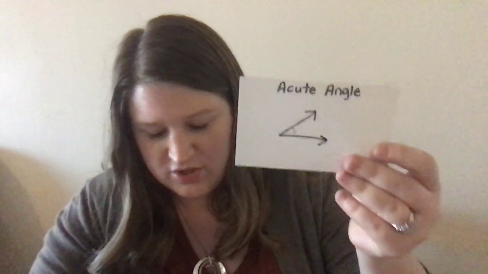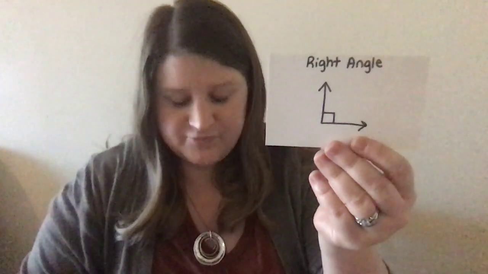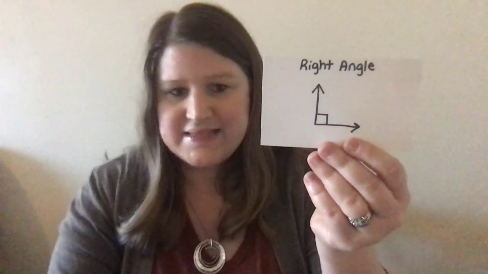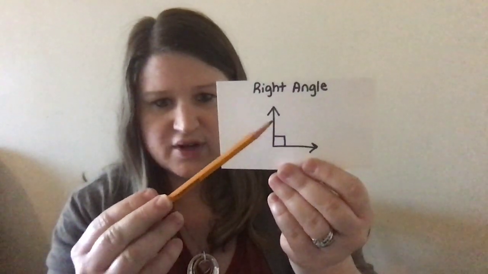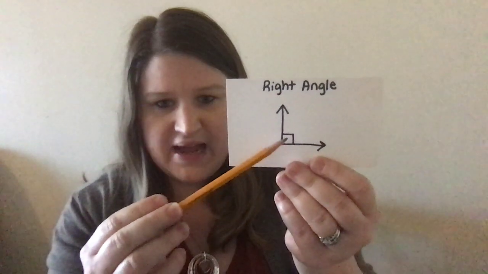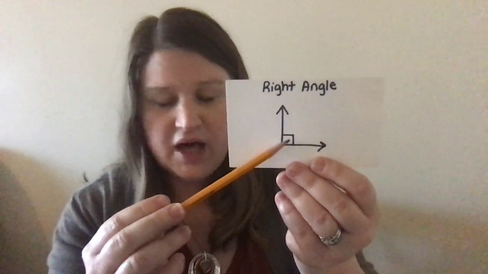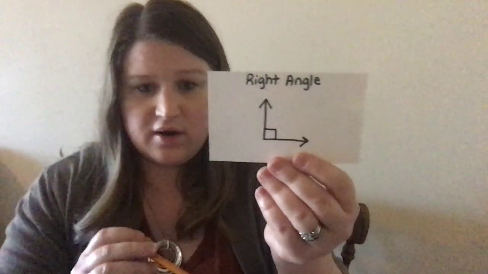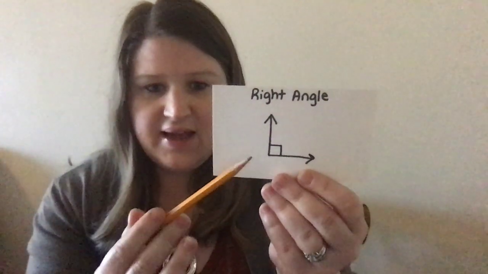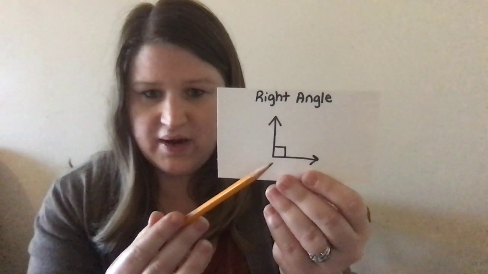Now, you can use a right angle to help you identify the other types of angles. So this is a right angle. It's 90 degrees, which we'll talk more about, like I said before, but it has a line going straight up and straight across and forms this corner here. A lot of times, not always, you see that little square in the corner, and that helps you to identify that it's a right angle.